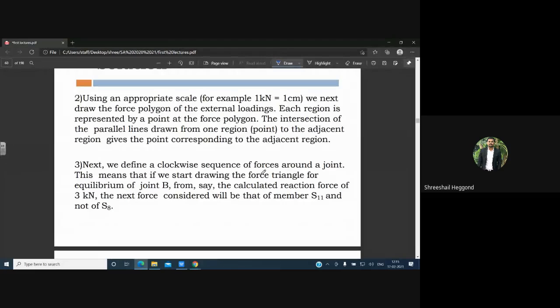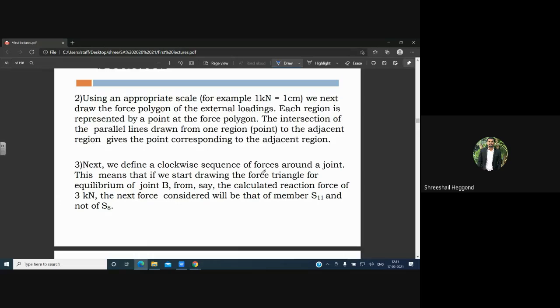Next we define the clockwise sequence of forces around the joint to form a complete, closed triangle. This means that if we start drawing the force triangle for equilibrium of joint B from, say, the calculated reaction force of 3 kilonewton, the next force considered will be of the member S11 and not of S8.